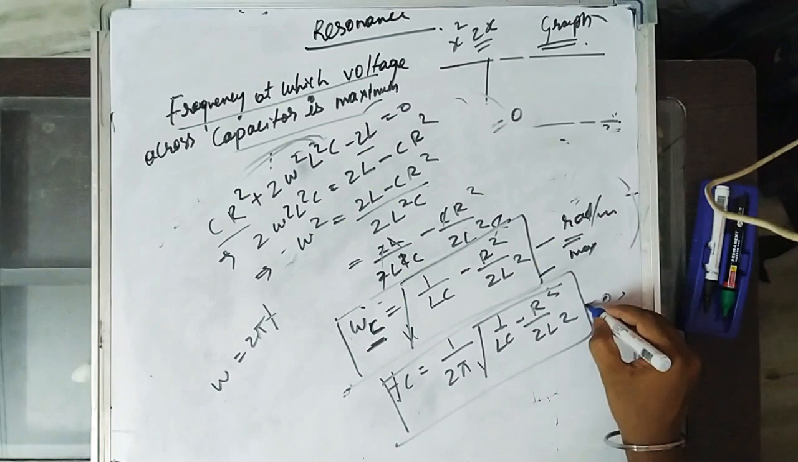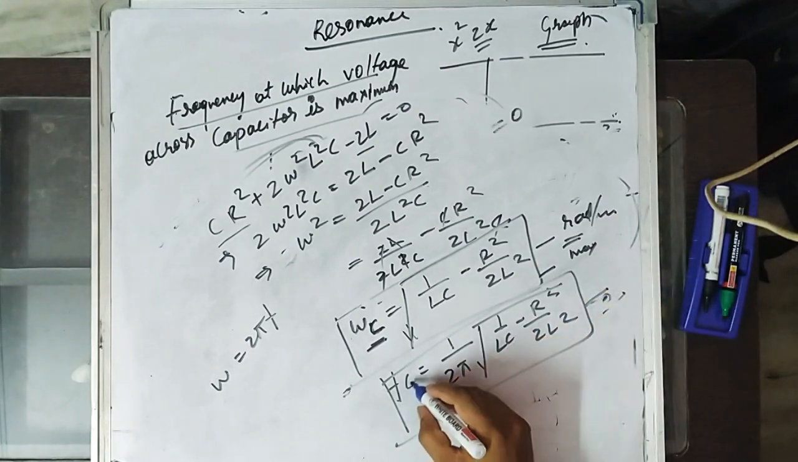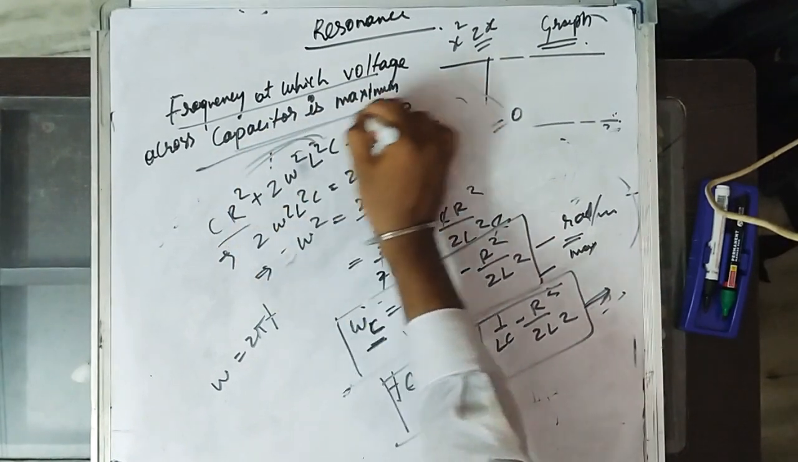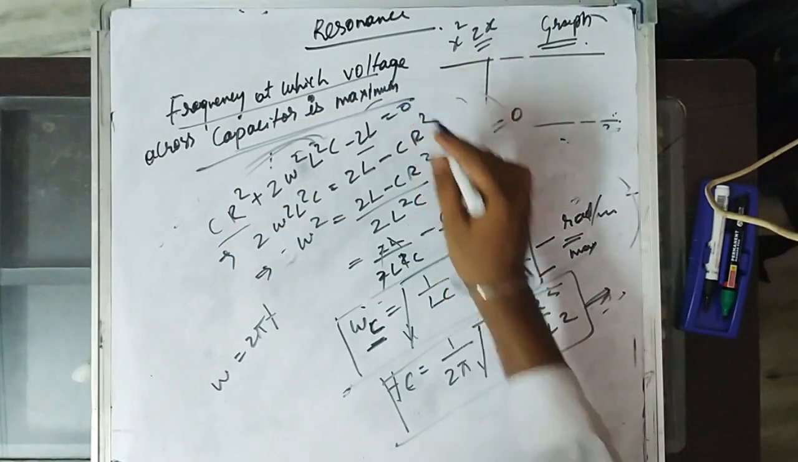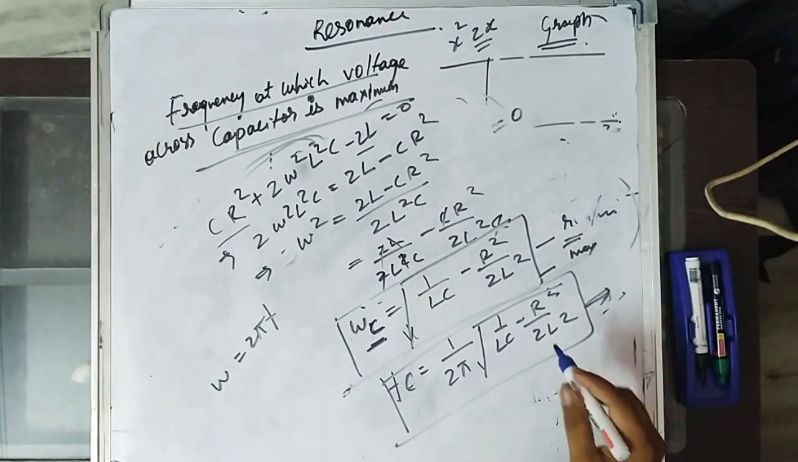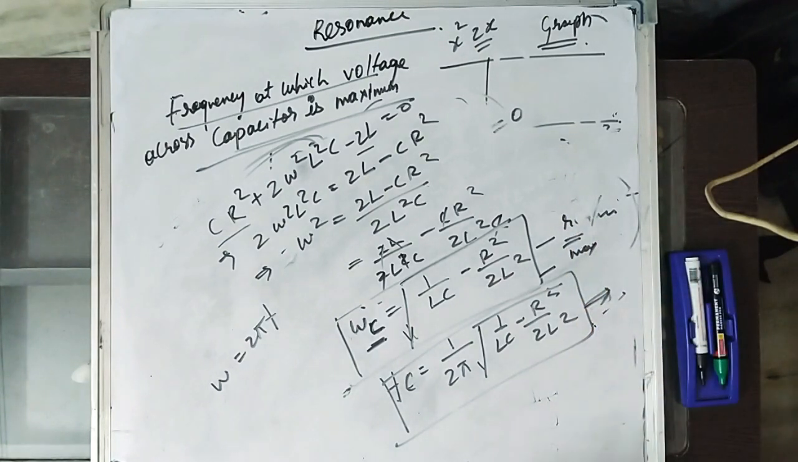So this is the derivation of the frequency at which the voltage across the capacitor is maximum. Similarly, you may memorize this frequency equation. So simply we can memorize this equation.